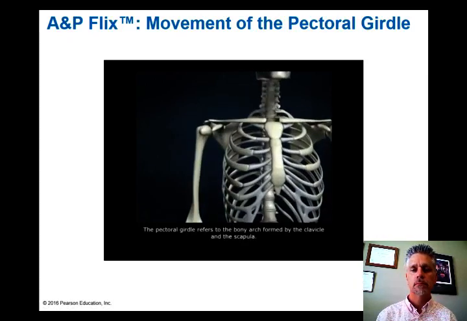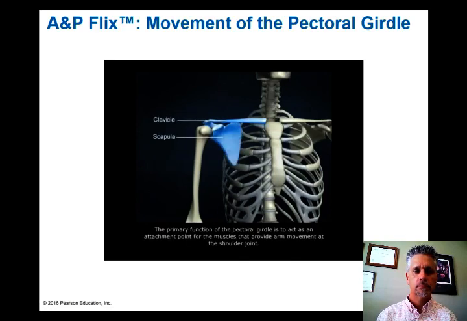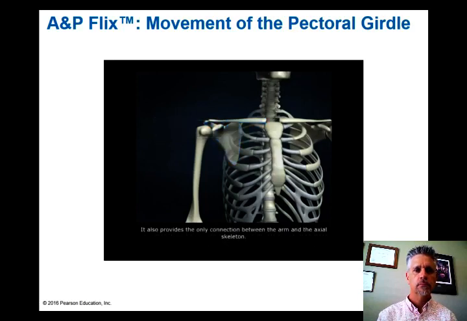The pectoral girdle refers to the bony arch formed by the clavicle and the scapula. The primary function of the pectoral girdle is to act as an attachment point for the muscles that provide arm movement at the shoulder joint. It also provides the only connection between the arm and the axial skeleton.